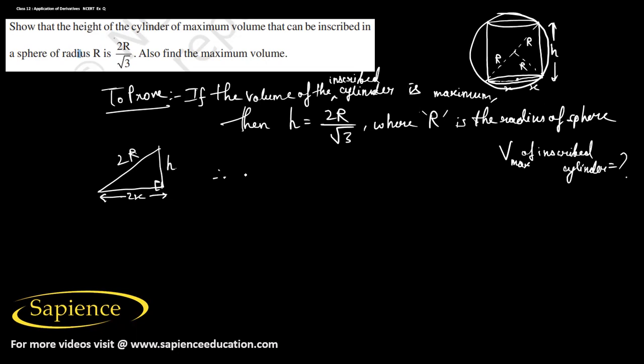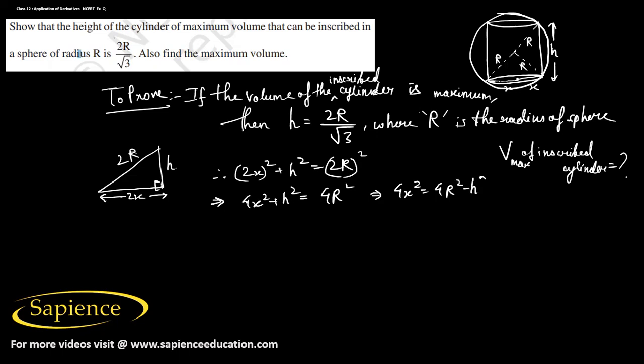So now, we can say that (2x) whole square plus h square is equal to (2r) whole square by using the Pythagoras theorem. So 4x square plus h square is equal to 4r square. From here, 4x square is equal to 4r square minus h square. So x square will be equal to r square minus h square by 4.